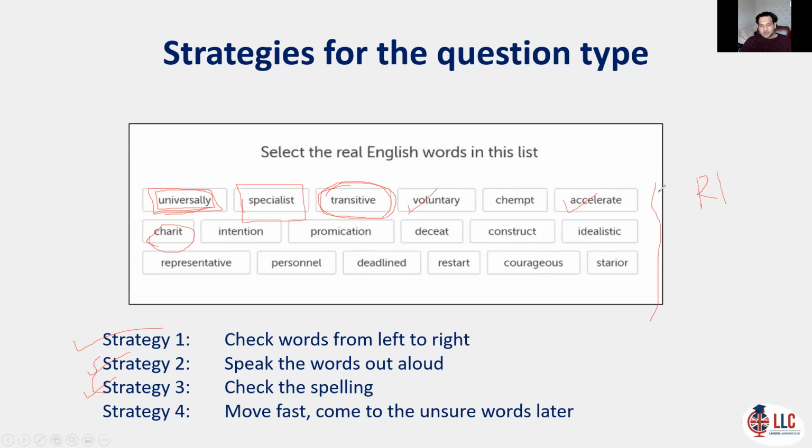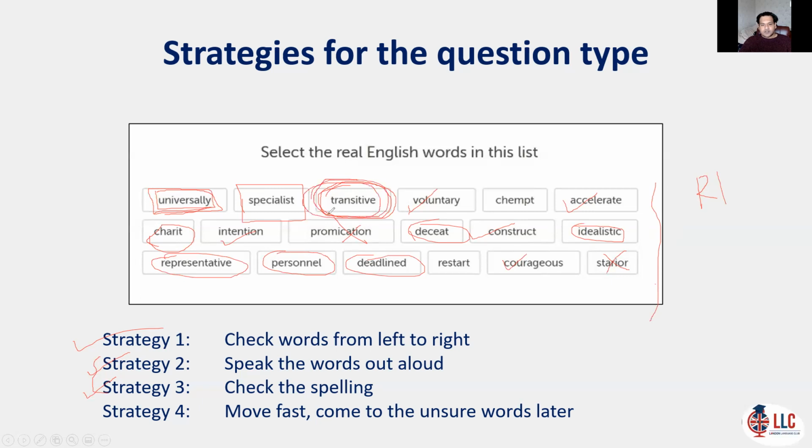In round one, you check all of the words for which you are sure. Once you're done, for instance, maybe you are done with courageous, and you know the stereo is not a word. You're done with round one. For some words, you're unsure, right? So come back to these words after you're done. Then in round two, check the words which you are unsure of.